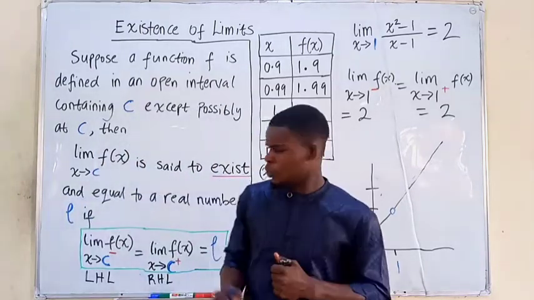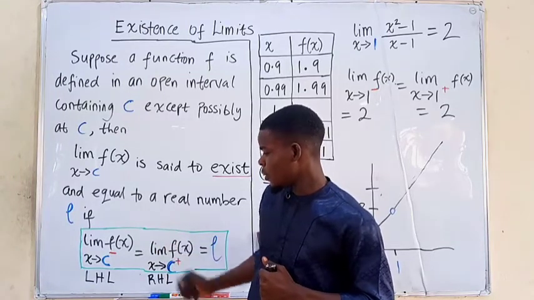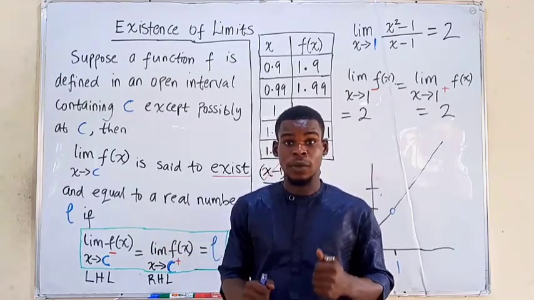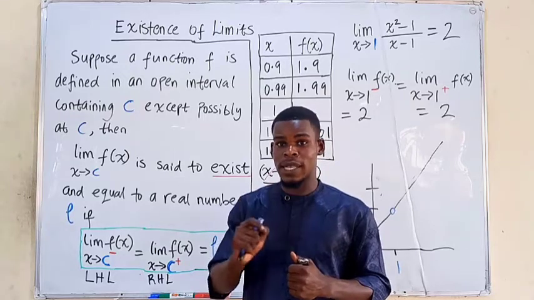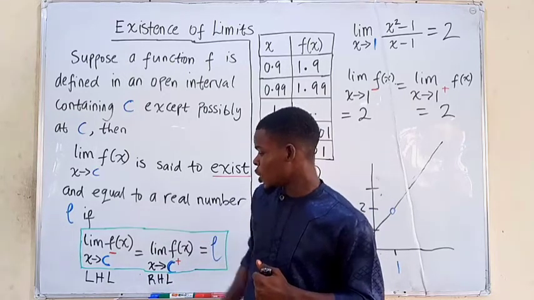All right. So this is what it means for a limit to exist: when the left-hand limit and the right-hand limit both give you a real number, and they both give you the same real number, then we say that the limit of that function is equal to that real number.